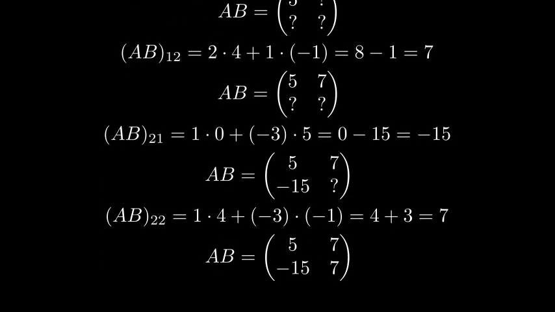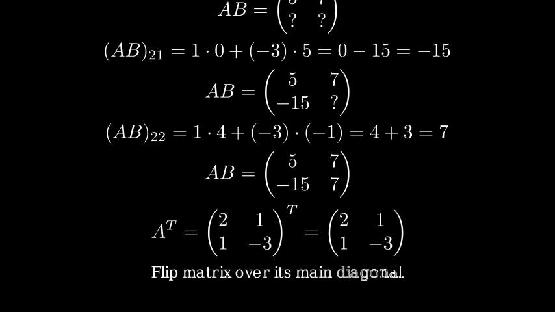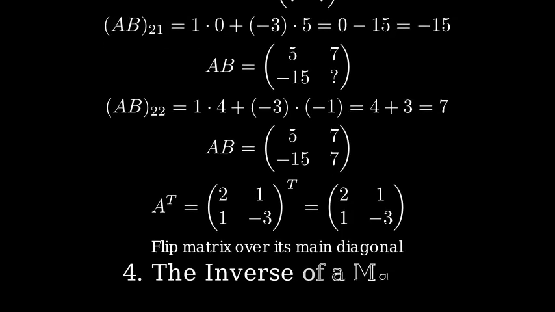Finally, the transpose of a matrix A, denoted A transpose, is obtained by flipping A over its main diagonal, effectively turning rows into columns and columns into rows. Now, let's discuss the inverse of a matrix. A square matrix A is invertible if there exists a matrix A inverse such that A times A inverse equals A inverse times A equals the identity matrix I.